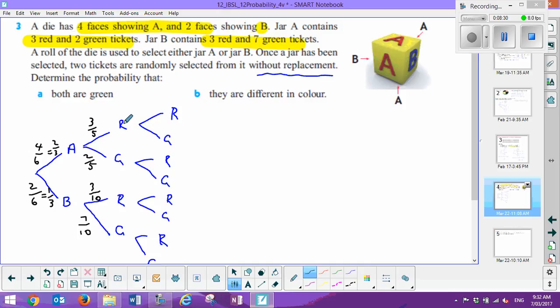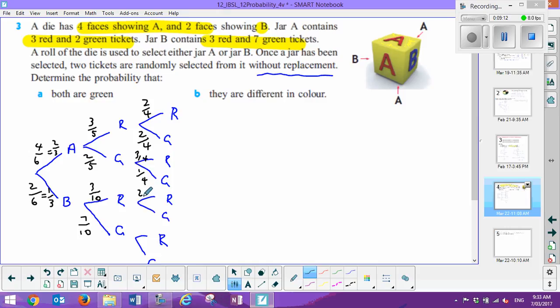So now if we've already drawn out a red, we've only got 2 left and 4 in the jar because we're not replacing. Now we've got 2 green that are still in the jar and only 4. In this case, we've taken a green, so we've got 3 reds out of 4, and we've taken one of the greens, so we've now only got 1 left out of 4. In this case, we've taken a red, so we now only have 2 out of 9 left. And here we have our 7 out of 9.